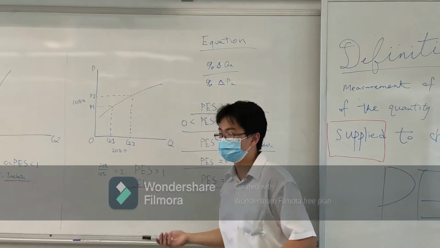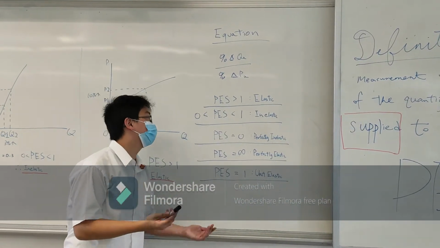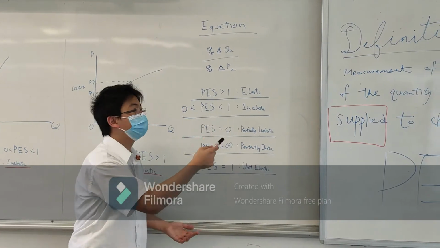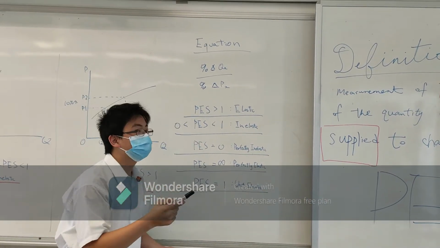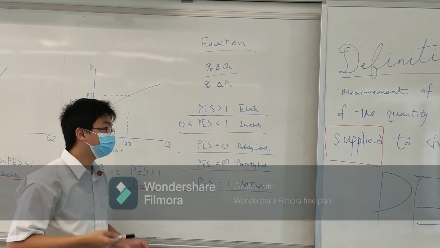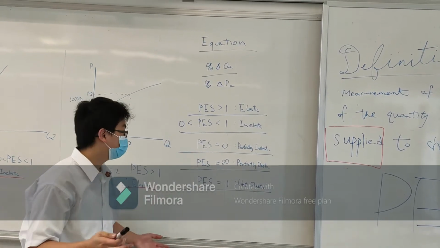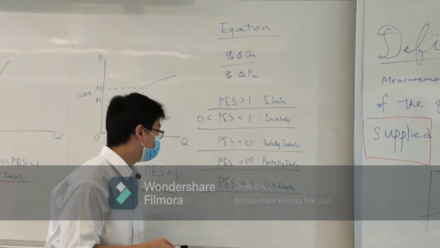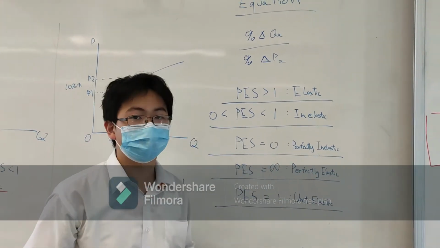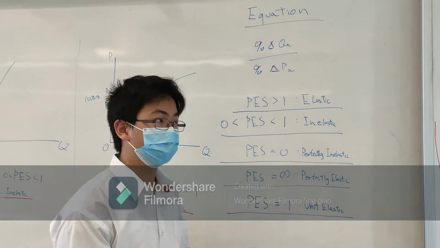Now with the equation, it comes to numbers. Now what do these numbers stand for? So when the PES is bigger than 1, it means it's elastic. And if the PES is greater than 0, it's smaller than 1, it means it's inelastic. If the PES is 0, it means it's perfectly inelastic. And if the PES equals infinity, it means it's perfectly elastic. If the PES is 1, it's unit elastic. Now let's look at these graphically.